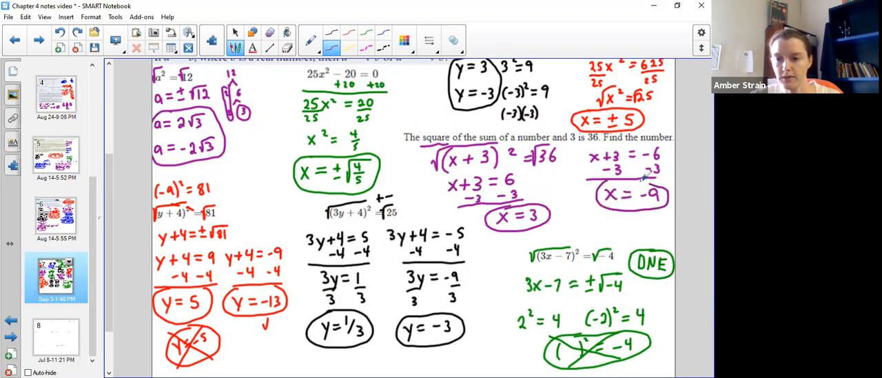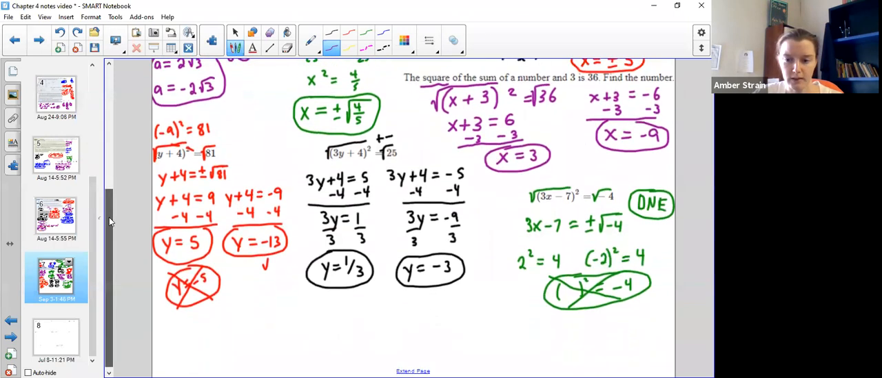And you can check even this with the word problem. The square of the sum of 3 and 3. 3 and 3 is 6, squared is 36. Sorry, I said it backwards. The square of the sum of negative 9 and 3. Well, the sum of negative 9 and 3 would be negative 6. Negative 6 squared would still be 36. I can still check my answers.